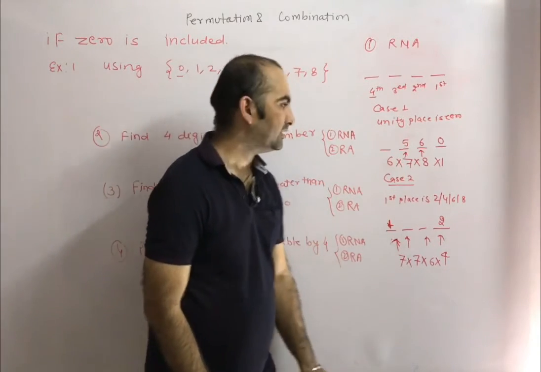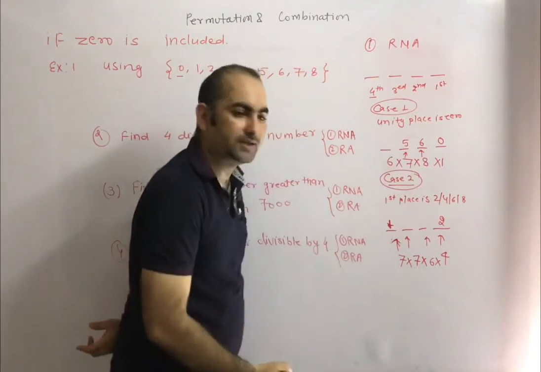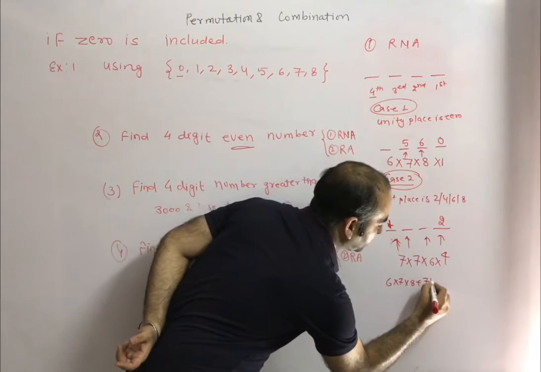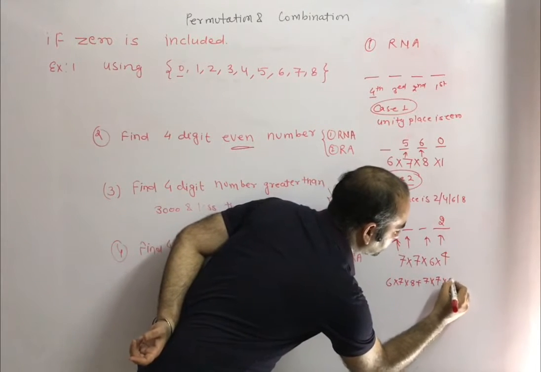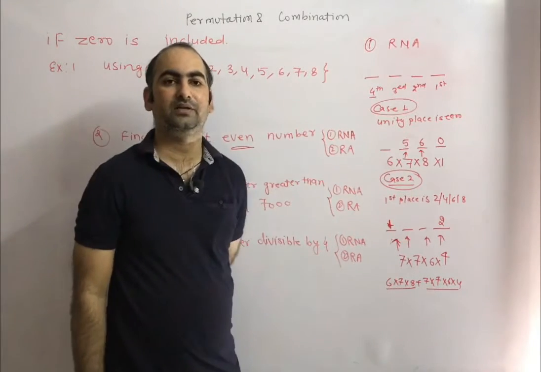So the final answer is what? Case 1 plus case 2. So what is the answer? 6 into 7 into 8 plus 7 into 7 into 6 into 4. This is your answer, case 1 plus case 2. That is your final answer.